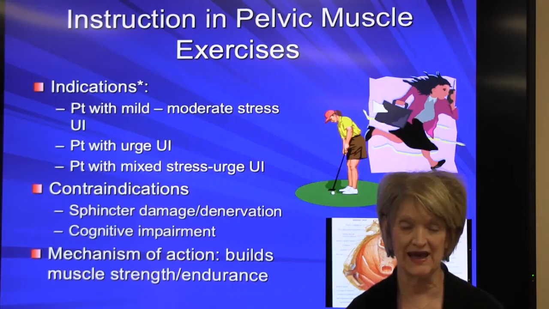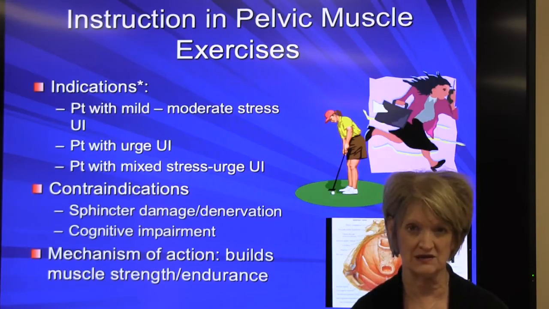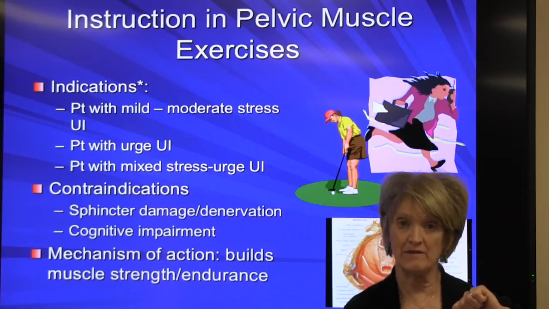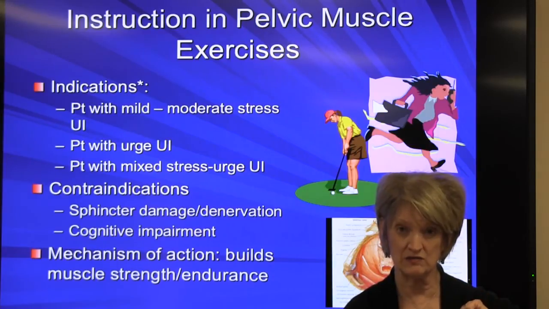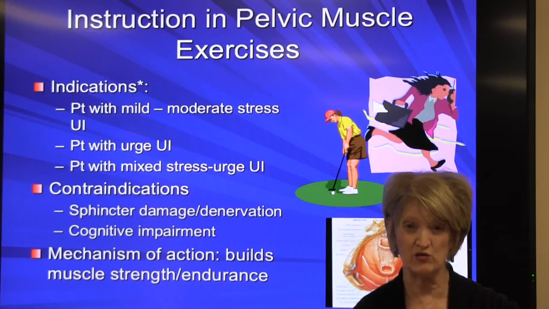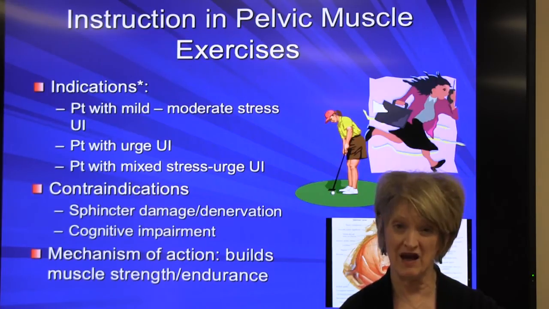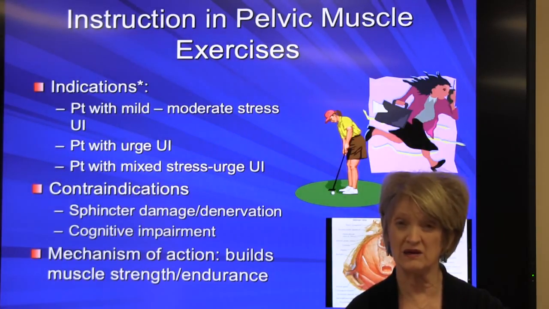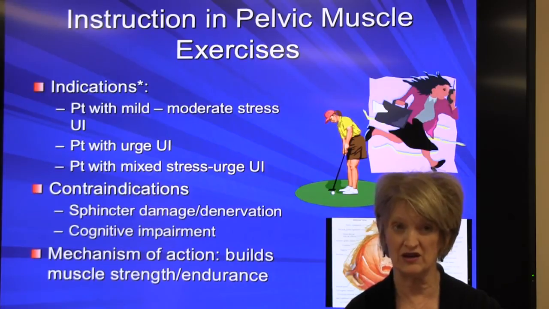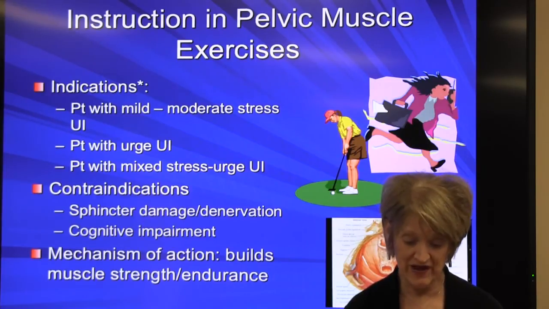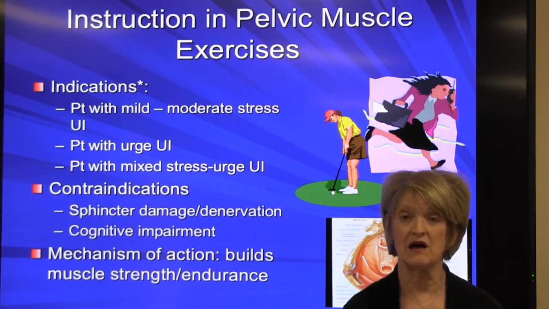So in assessing candidacy for pelvic muscle exercises, you want to determine, can that patient voluntarily contract those muscles? If that patient can voluntarily contract the muscles, even if they're very weak, that tells you the muscles are innervated and that that patient may benefit from an exercise program. If that patient cannot voluntarily contract, either because of cognitive impairment or because of denervation to the muscle, that patient's not a good candidate. And the mechanism of action for pelvic muscle exercises, obvious.